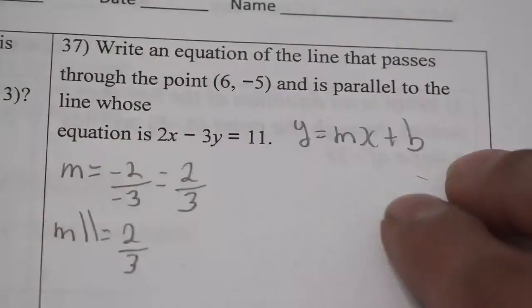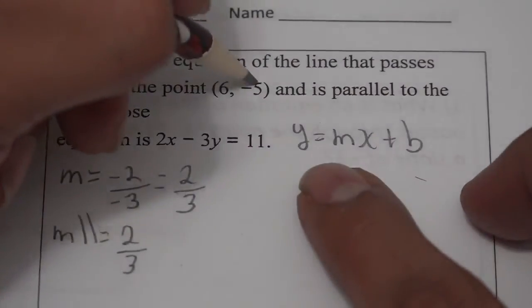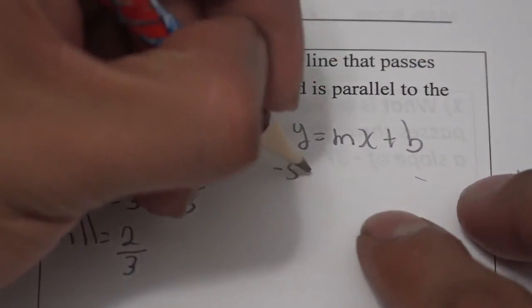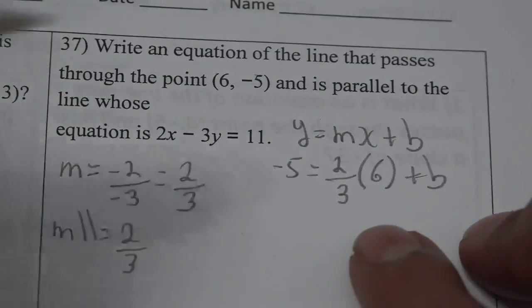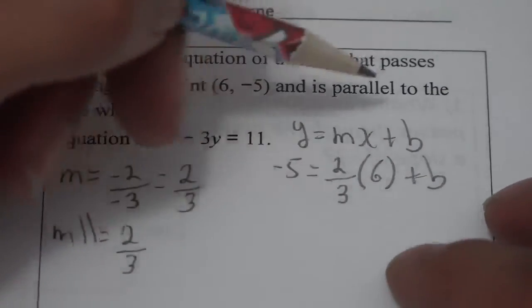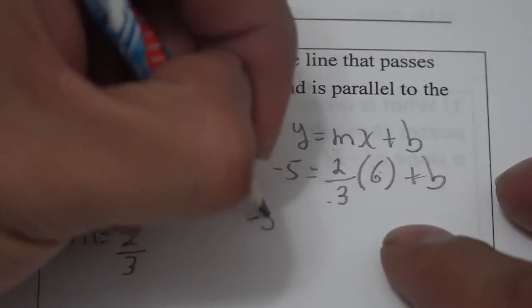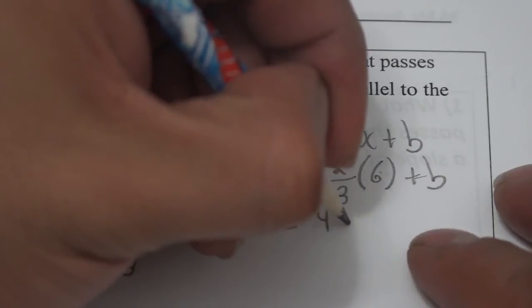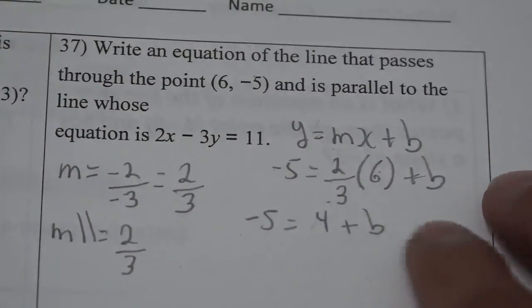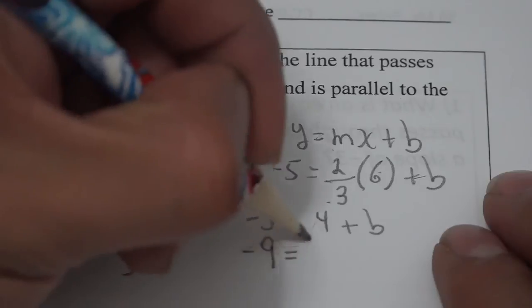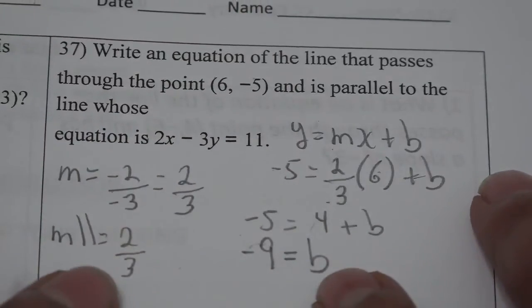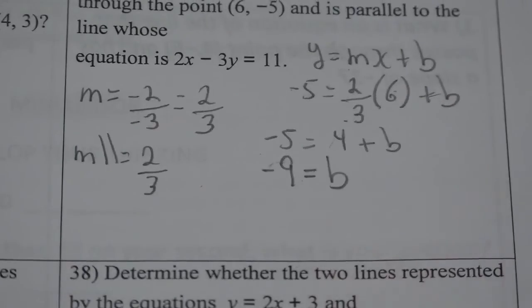I sum upon my favorite friend. And I'm going to replace the information. Negative 5 and 6. So, alright. So now, let's see. 6 times 2 is 12. Divided by 3 is 4. I'm going to subtract 4 from both sides, and I'm going to get negative 9 equals b. Now you got your y-intercept, you got your slope, you write your equation. As simple as that. I'm not going to do it for you.